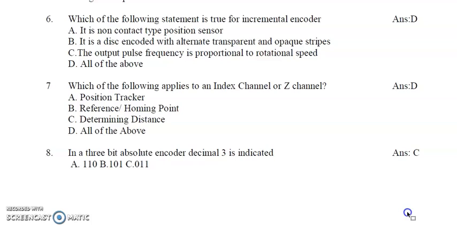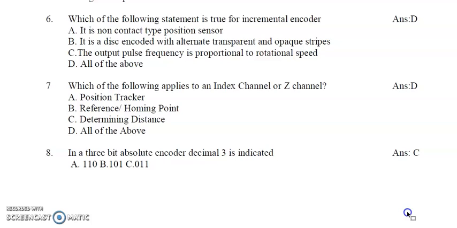So, index channel or Z channel. A. Position tracker. B. Reference or homing point. C. Determining the distance. D. All of the above. So, there is a Z channel in the incremental encoder. What is its use or what is its application?